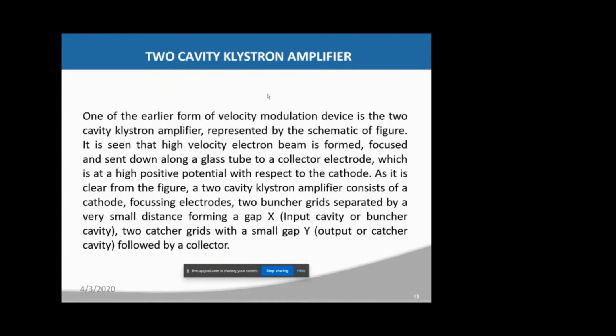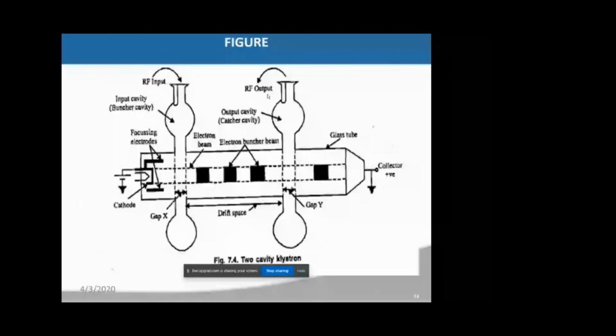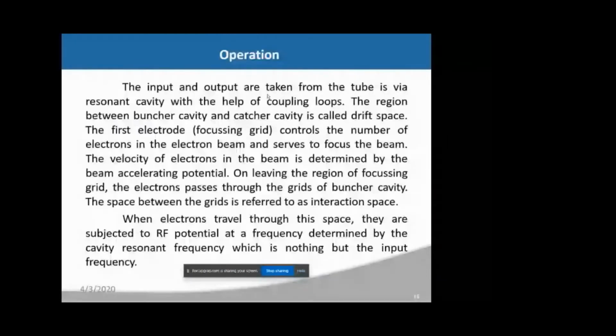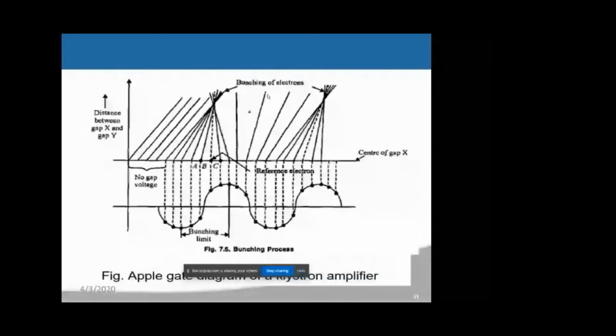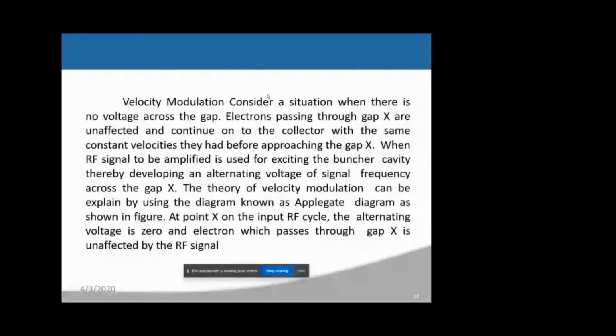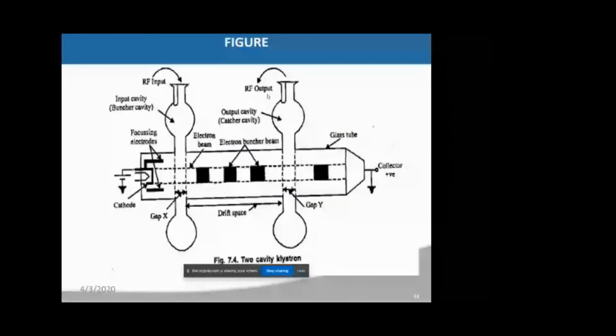Now, the operation of this circuit can be explained in 2 or 3 ways. One, we can explain the working by means of the Applegate diagram, which I will show you later on. The Applegate diagram is called the bunching process. And mathematically we can prove this. How can we say that? We are saying this bunching occurs.